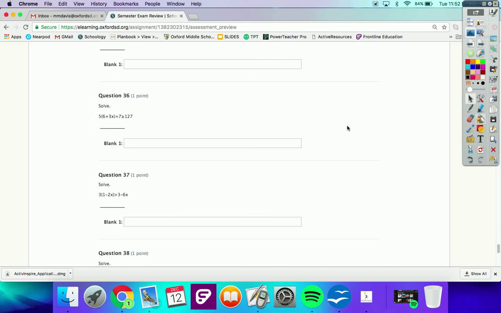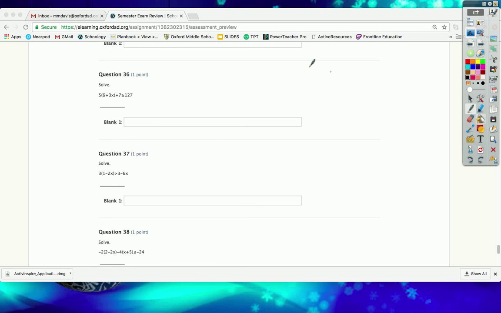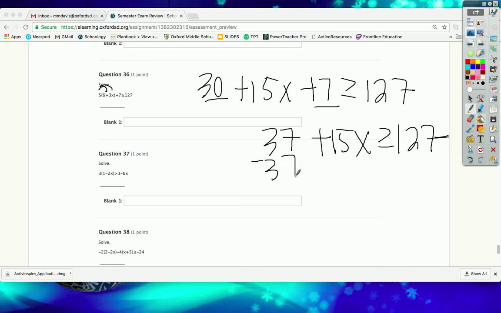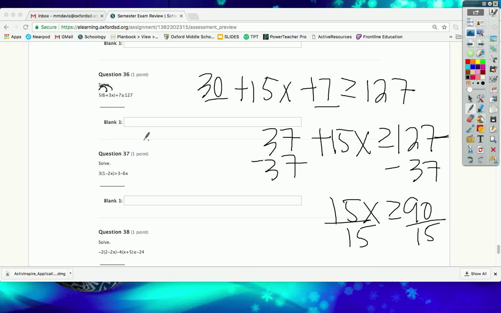Number 36. Distribute and combine like terms. So we've got 30 plus 15x plus 7 is less than or equal to 127. 30 and 7 go together to be 37 plus 15x is less than or equal to 127. When I minus 37 from both sides, 15x is less than or equal to 90. And when I divide by 15, x is less than or equal to 6.